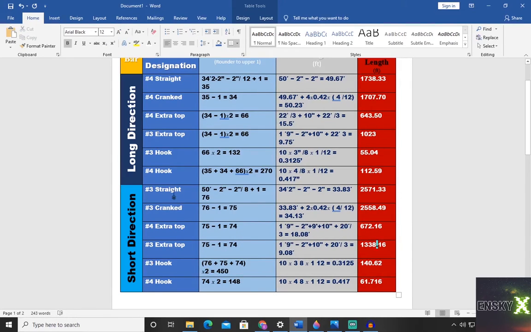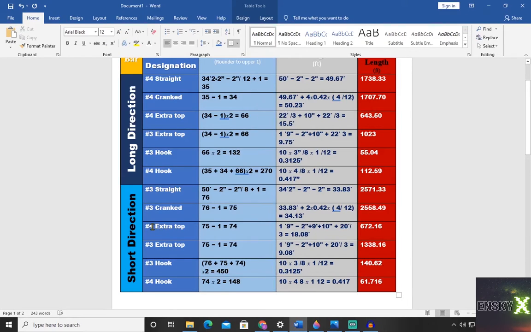Then again the hook, hashtag 3, we get 76 plus 75 plus there is an extra top, 74 into 2, because on both sides the hook is attached. Then we are getting 455, and we have to multiply it by 0. Again 10 is the constant number, a standard value, but in the calculation you can take the value from 9.5 to 12.5. We are taking 10 into 3 divided 8, which is the diameter, into 1 divided 12, because we are converting inch to feet. Then we are getting 3.0125 feet. Then we are multiplying it by 450, and we are getting the length 140.62.